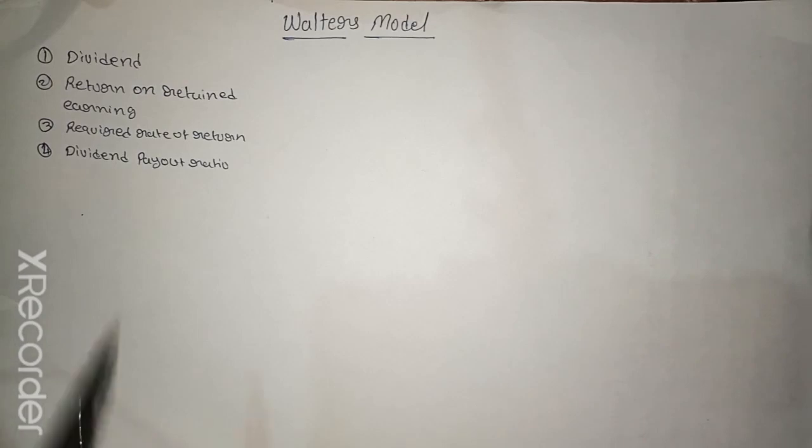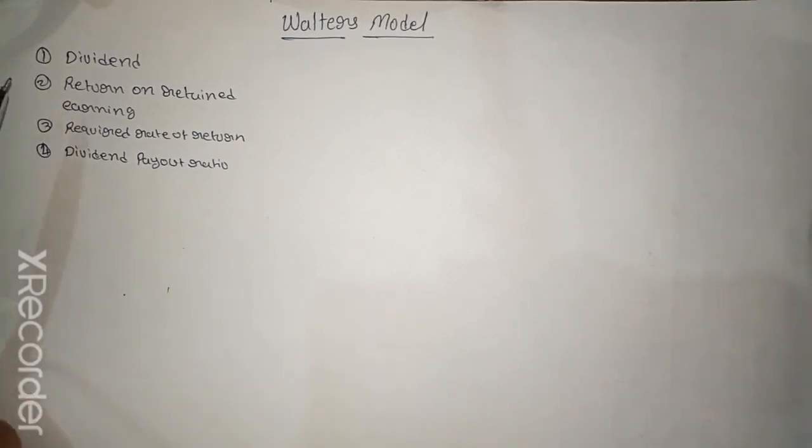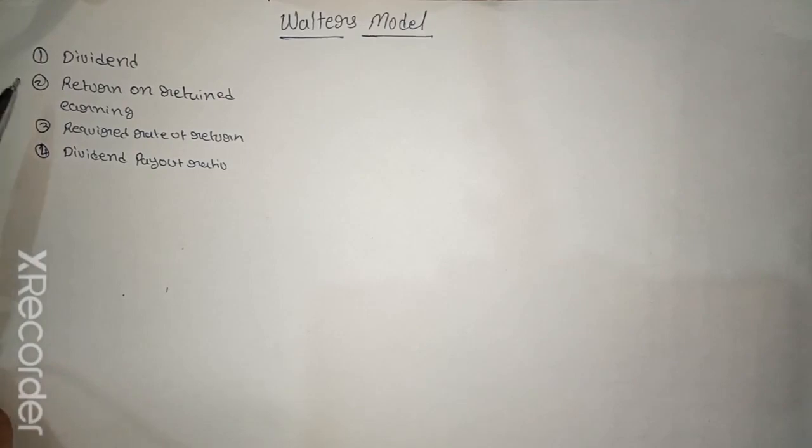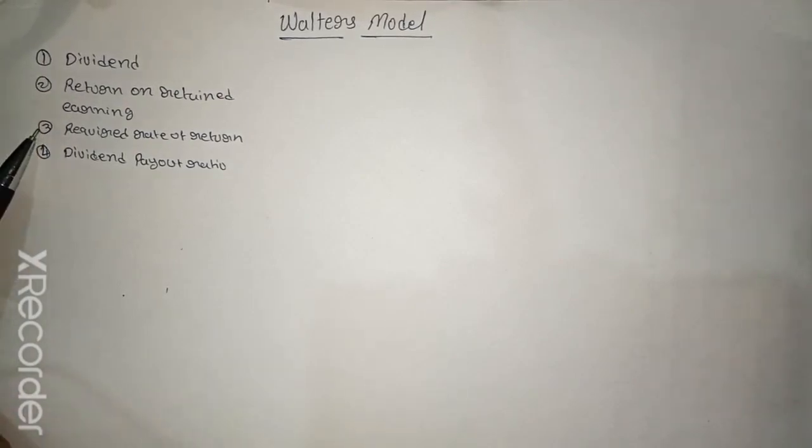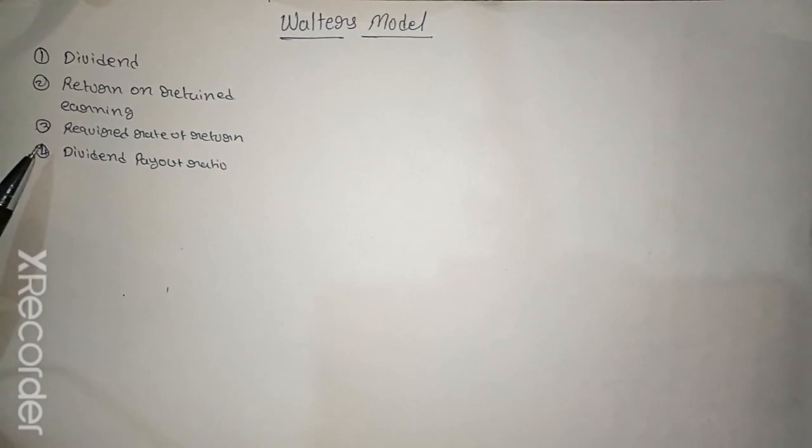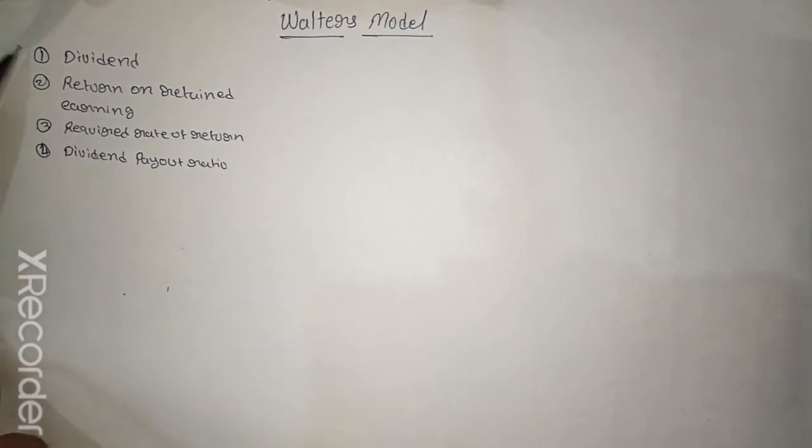First, dividend. Second, return on retained earning. Third, required rate of return. Fourth, dividend payout ratio. Dividend means profit distributed by the company to its shareholders.